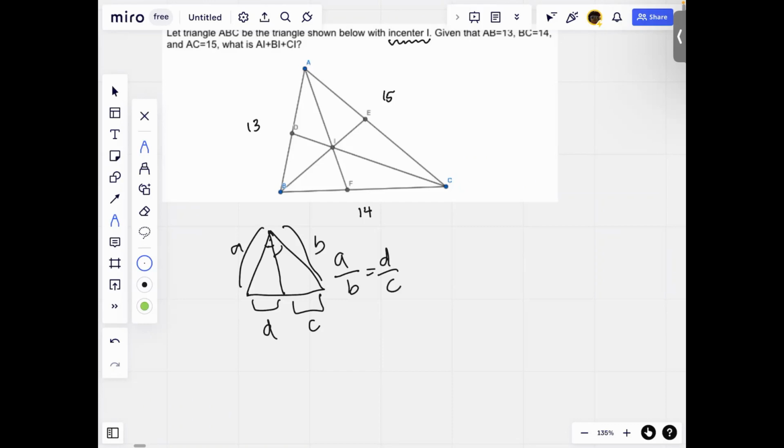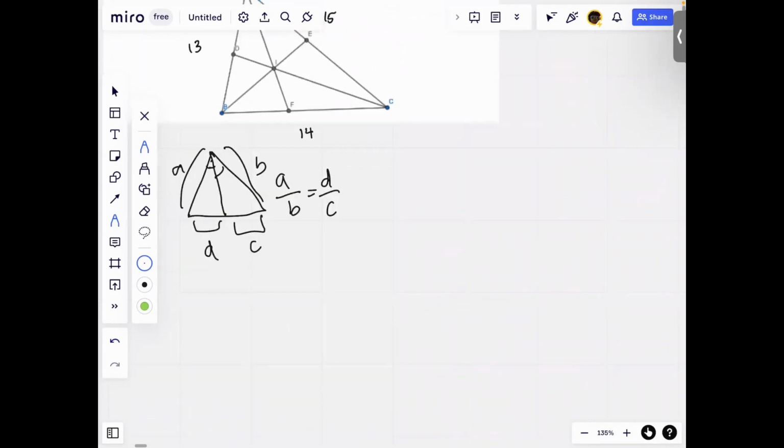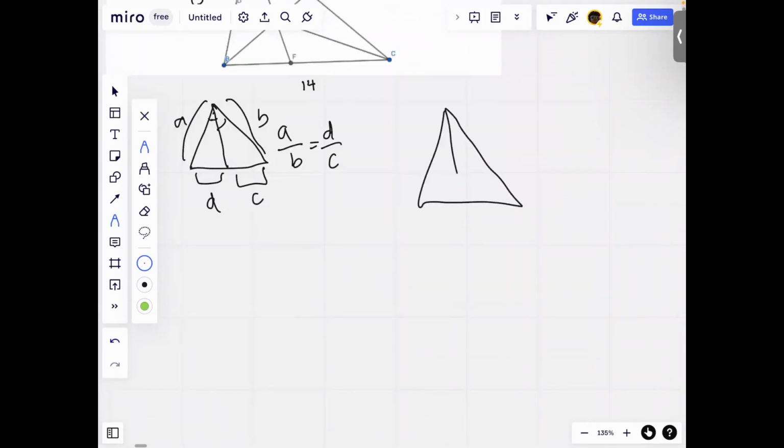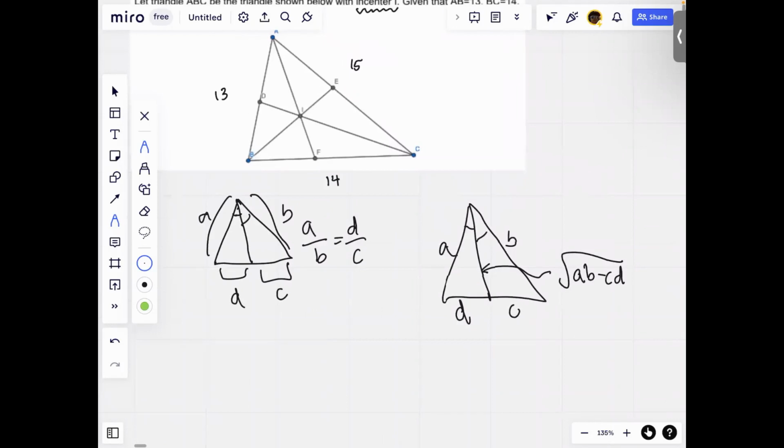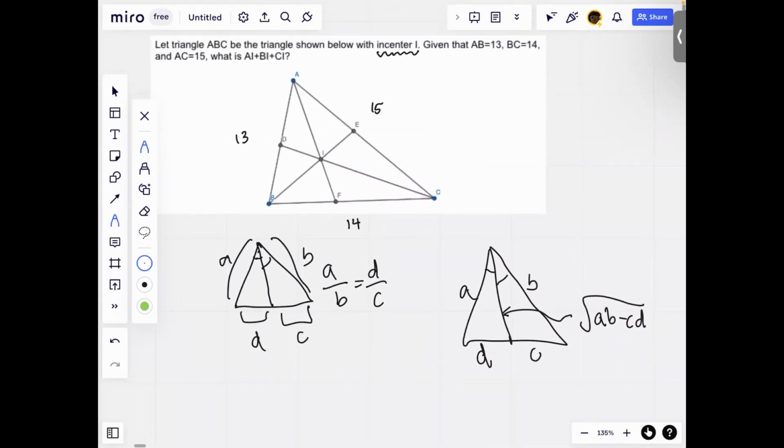The second theorem says that if we have an angle bisector, with these lengths AB, CD, then the length of this angle bisector should equal the square root of AB minus CD. Okay, so given this, let's call this 1 and let's call this 2.